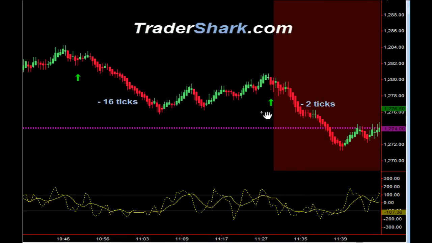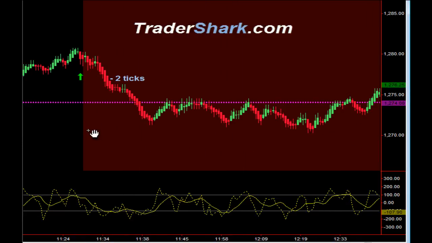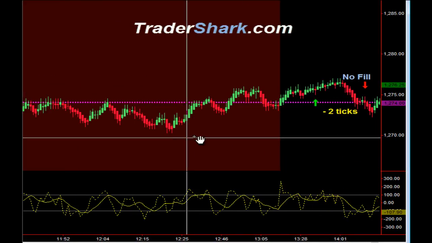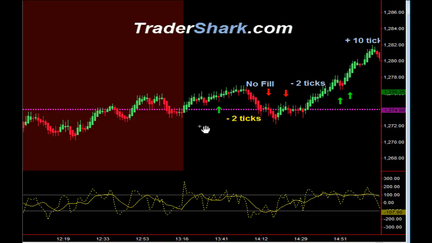We then had another opportunity to get long just prior to going into the no trade zone. We hit our first target, and then we got stopped out for a -2 ticks, a reduced risk stop out. This no trade zone is a period of lower volume, higher volatility, and it runs from about 11:30 until 1:15 Eastern Standard Time. Coming out of the no trade zone, we had an opportunity to get long. We hit our first target, and then we got stopped out for a -2 ticks.